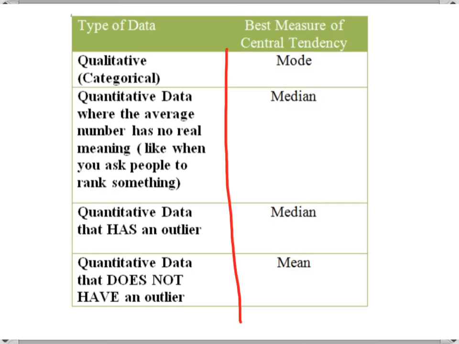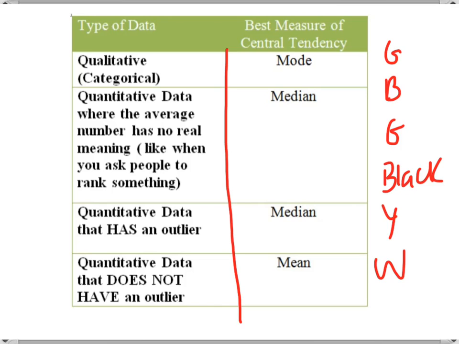So let's say if the type of data is categorical. So let's say you asked everyone their favorite colors, and you got green and blue, and then another person said green, and someone said black, and someone said yellow, and someone said white. Okay, well, there's no way that you would get the median or the mean. There's no way you could get it because it's not numerical information. So when the data is categorical, the mode is absolutely the best way to get a measure of central tendency. Or in this case, it's a measure of what most people said.